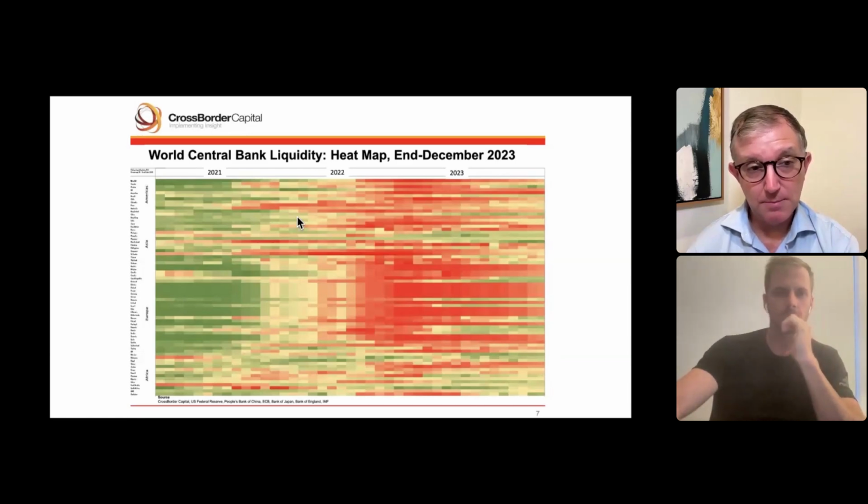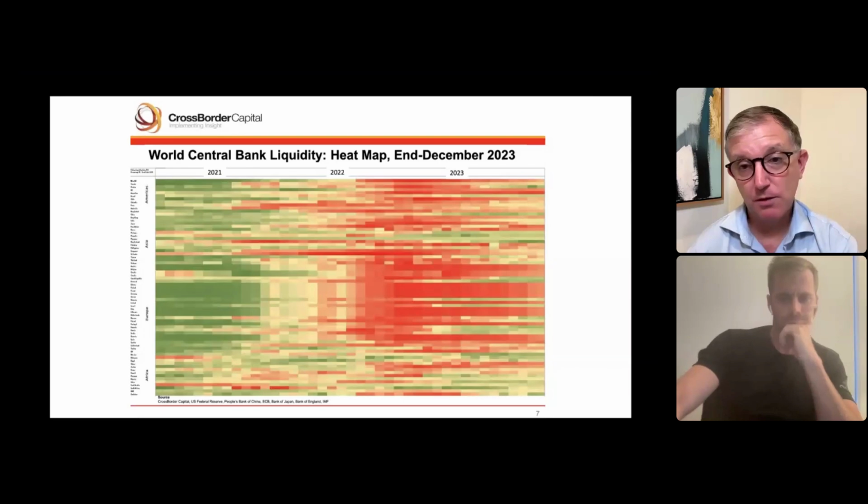And what's really interesting about this is all of the countries listed down the left that are being monitored, and whether they're injecting or extracting liquidity from the system. So it gives you a pretty good at-a-glance view of what's happening. And you can clearly see that we're moving out of that really strong red period of rapid contraction.